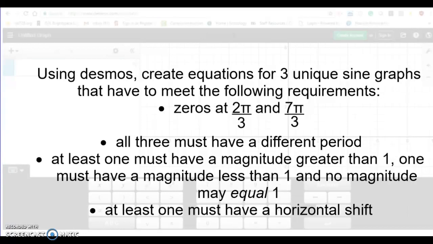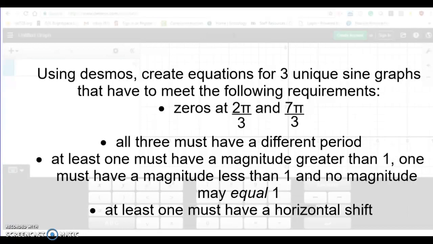So we're going to go with they must have zeros at 2 pi over 3 and 7 pi over 3. All 3 must have a different period. At least one must have a magnitude greater than 1. One must have a magnitude less than 1, and no magnitudes may equal 1, because that's too easy. And then at least one of the equations and graphs must have a horizontal shift.